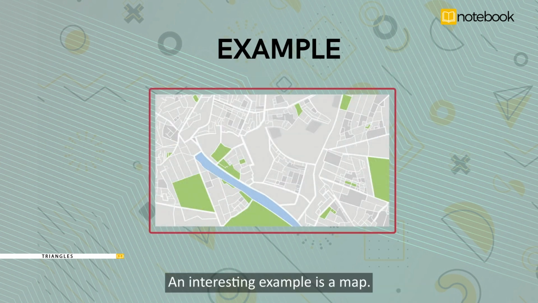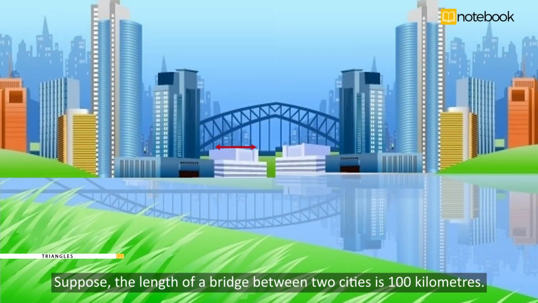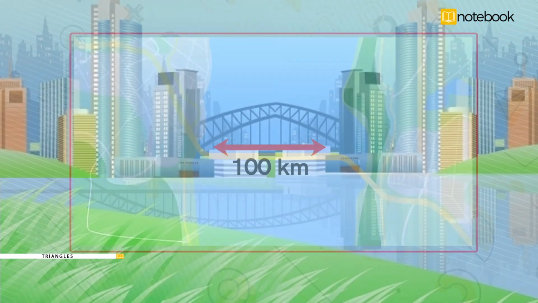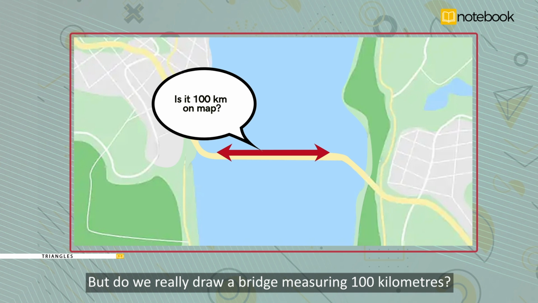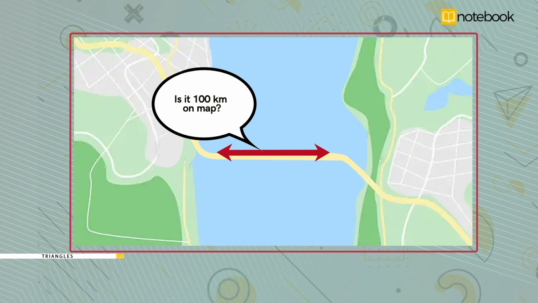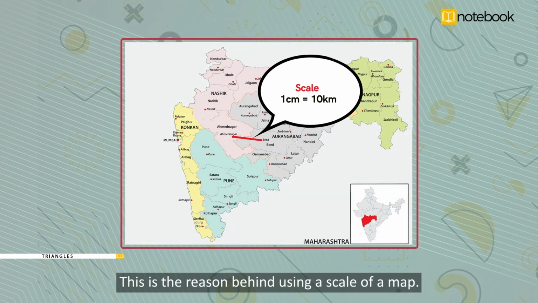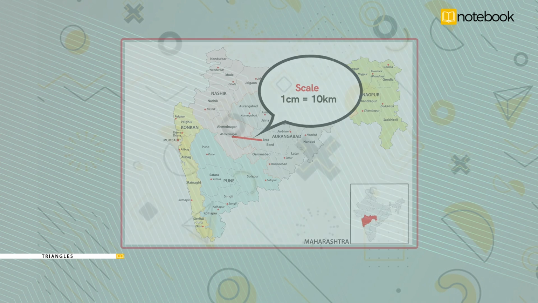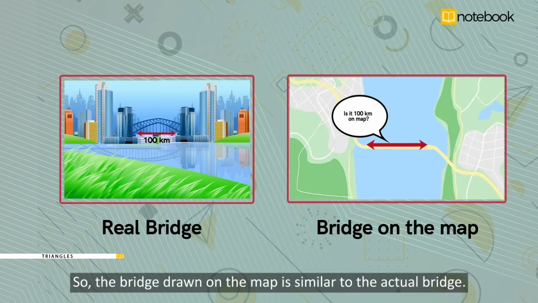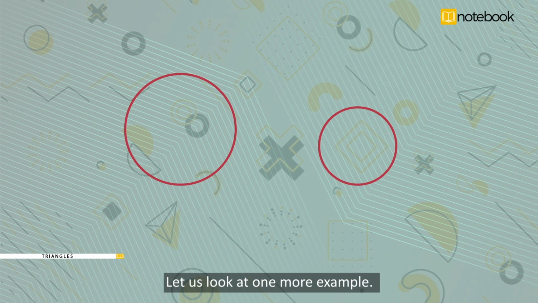An interesting example is a map. Suppose the length of the bridge between two cities is 100 kilometers. But do we really draw a bridge measuring 100 kilometers? Obviously, no. There's the reason behind using a scale of a map. So the bridge drawn on a map is similar to the actual bridge. Let us look at one more example.